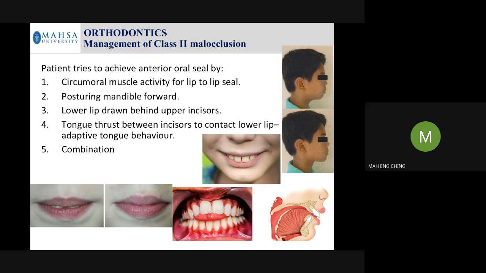So sometimes the tongue thrusts between the incisors to contact the lower lip, which is called adaptive tongue behavior or reverse swallowing pattern. This also can achieve the seal in the anterior. It can be a combination of all these methods, and the patient can achieve the oral seal in the anterior. So why is it so important to achieve the anterior oral seal? That's because when you want to suck something like milk, or you want to speak or pronounce certain words, you need this anterior oral seal.